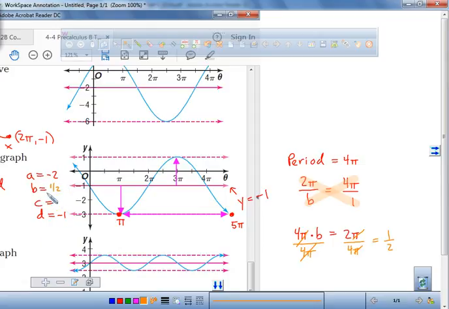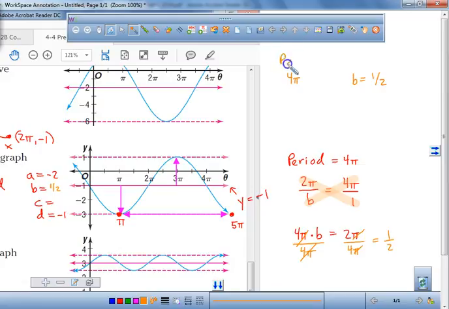That's what your b value is going to equal. Now here's the great news. If you wanted to, in your journal, write that when I have a period of 4 pi, my b value always equals 1/2. You guys can set it up.